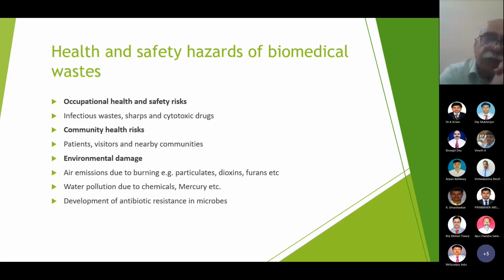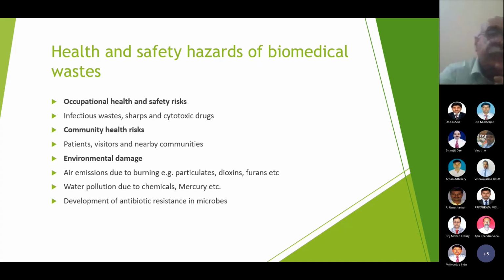So as I say, when we say these are the different types of risks, we can classify these risks into the three broad categories. One is the occupational health and safety risks. These are the health and safety risks to the persons who are handling these wastes while these wastes are being generated, transported, as well as then taken for disposal. And these are basically caused by the infectious waste, sharps, and the cytotoxic drugs. These are the three key categories which can cause these infections to the persons who are working in these facilities. So we have to have a very good occupational health and safety program.